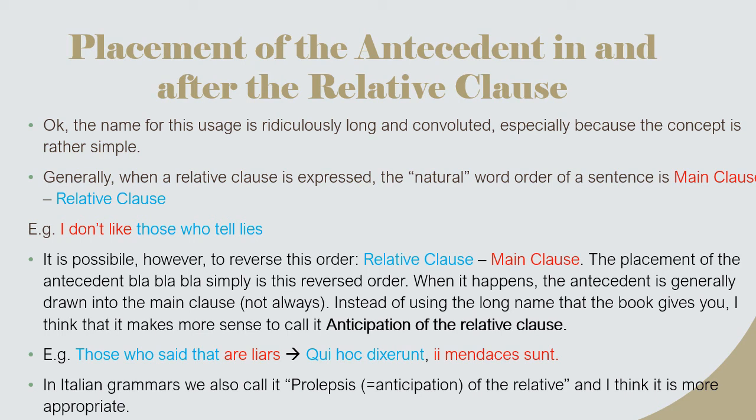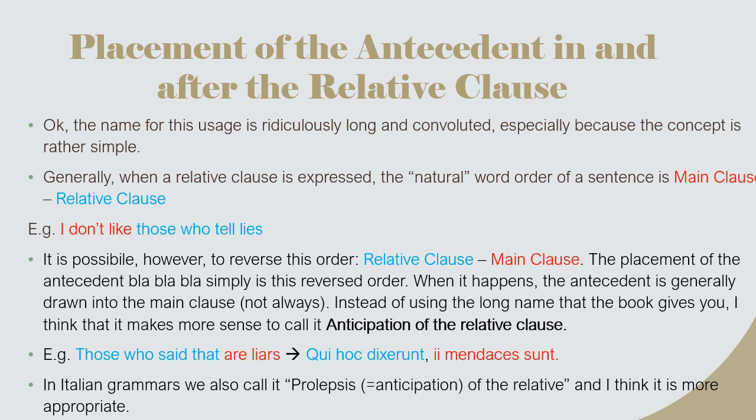So for example, I don't like the book that you gave me, I lost the match that I played yesterday, etc., etc. The placement of the antecedent in and after the relative clause is nothing but just the reversal of this order. So the relative clause comes first and then comes the main clause. So as you can see, it is an extremely simple concept. And that is why, instead of using this long name, which I think complicates things more, I think that it is appropriate for you to call it just anticipation of the relative clause.